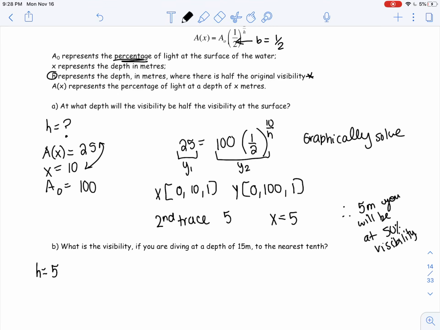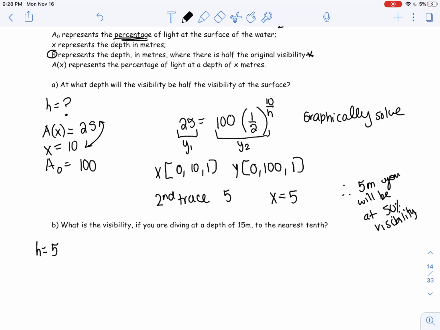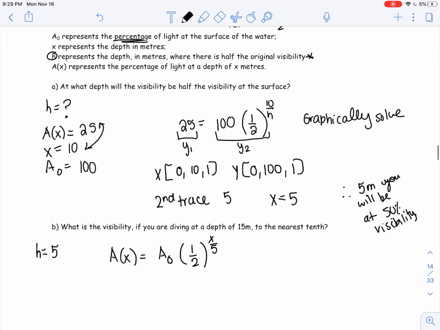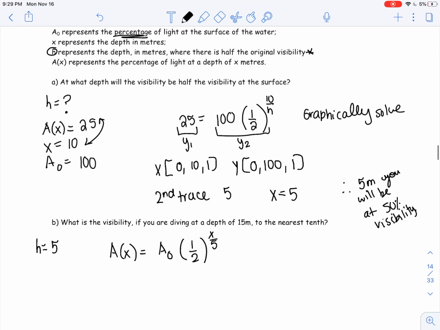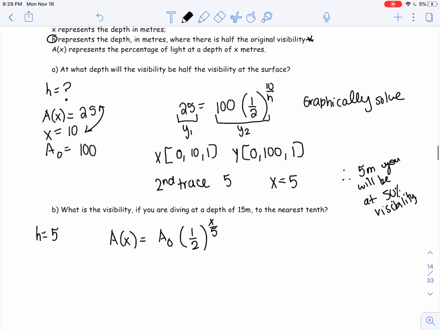Okay, so now that we have the h, that's always going to be the answer for every single question that follows for this situation. So if h is 5, use that value. So when we use our equation now and solve for anything, we're going to substitute h as 5. So this is the new equation that we're going to be using from here on.